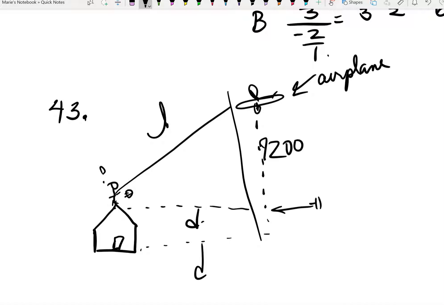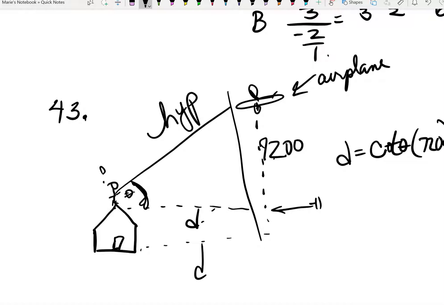So if we notice this is the hypotenuse, we don't need that. But we do know that this angle of elevation exists, and we have its opposite and its adjacent. It sounds like a tan function to me. And so if I'm looking at this from this perspective, it would make sense that you would say D is equal to cotan of that theta times 7,200. So basically we're trying to find this side, which is the adjacent side to this.